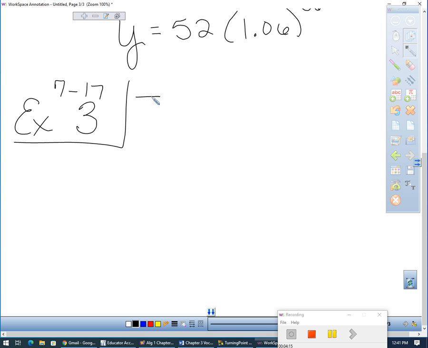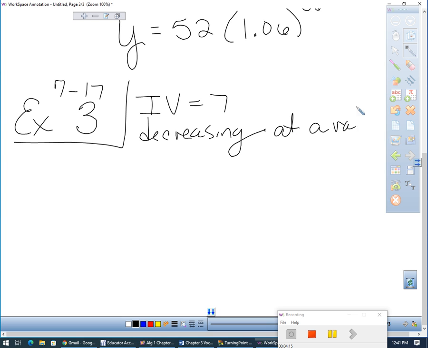All right, so let's try this one. What if I said your initial value is 7, you're decreasing at a rate of 9%? Sure. 9%. Every 15 years? Sure, every 15 years.